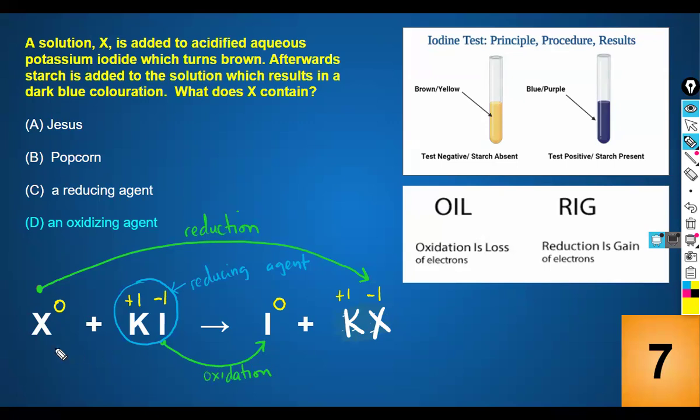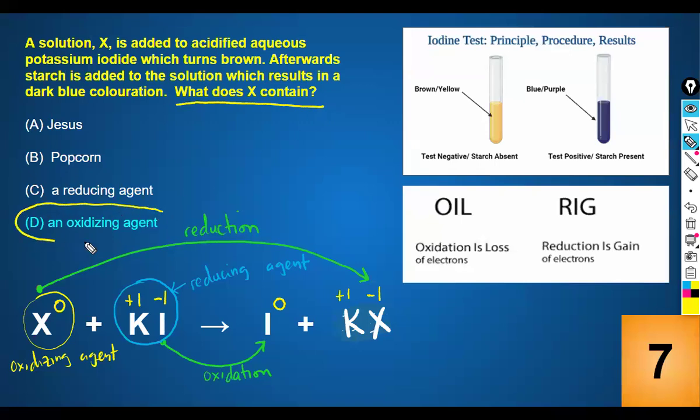If oxidation happens here, then he is the oxidizing agent. The agent is always the other one, right? You can't be reduced and be the reducing agent at the same time. I think I had mentioned that, right? So what does X contain? Well, the only answer from the multiple choice you're going to have to choose. X is the oxidizing agent, right?